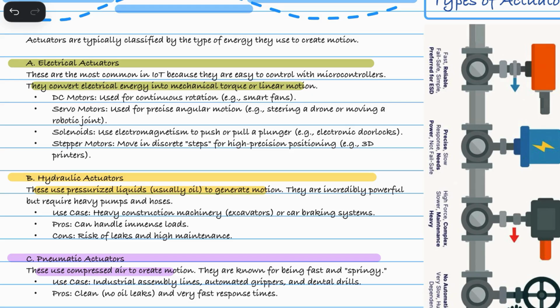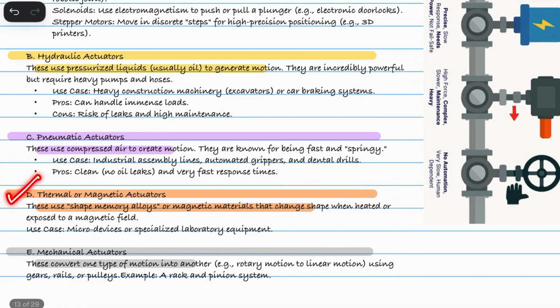And then we have thermal or magnetic actuators. These leverage cutting edge material science. They utilize shape memory alloys, known as SMA, that physically contract or expand when exposed to specific temperatures. Because they don't rely on gears or motors, they can be made incredibly small, making them perfect for micro medical devices, like automated insulin delivery pumps inside the human body. That is where they are used.